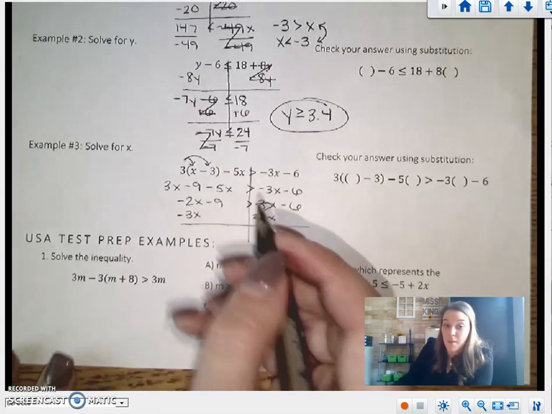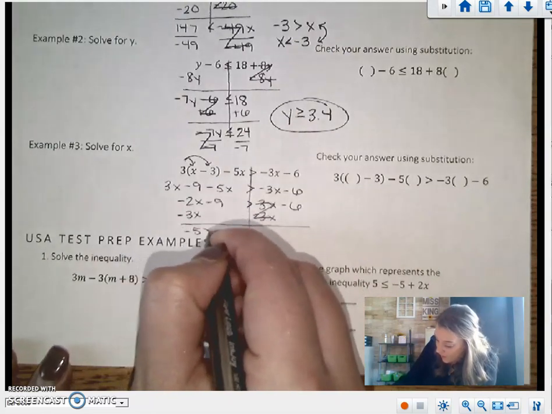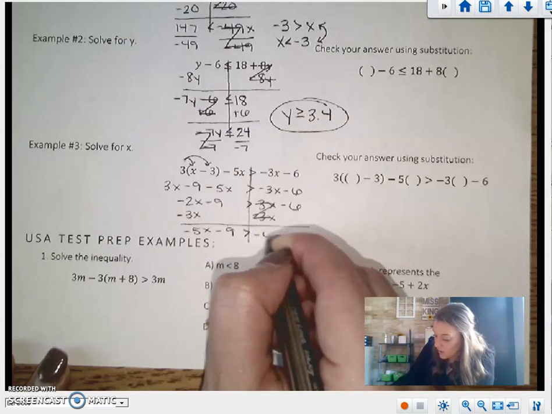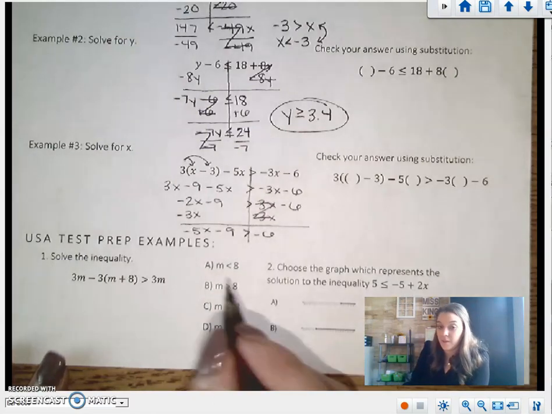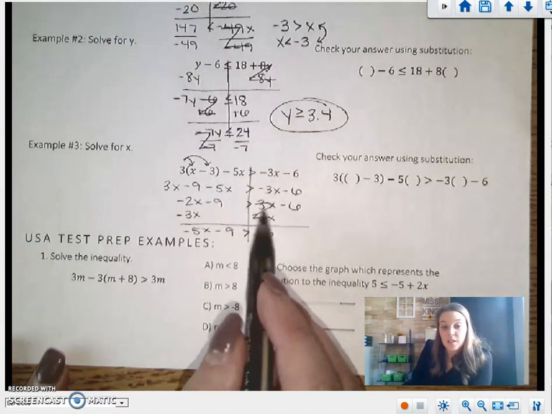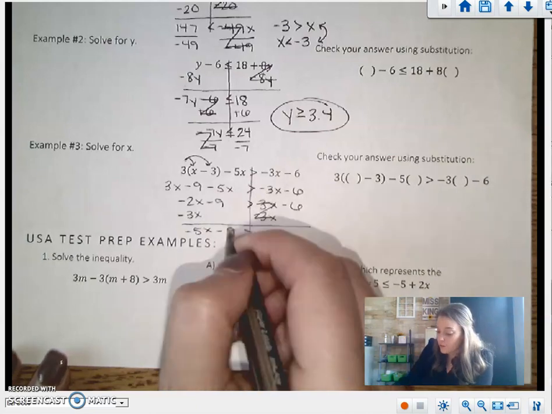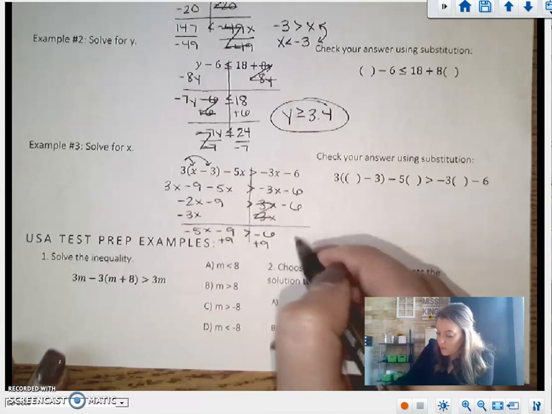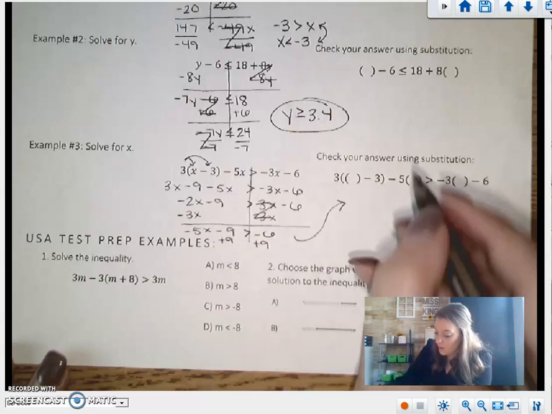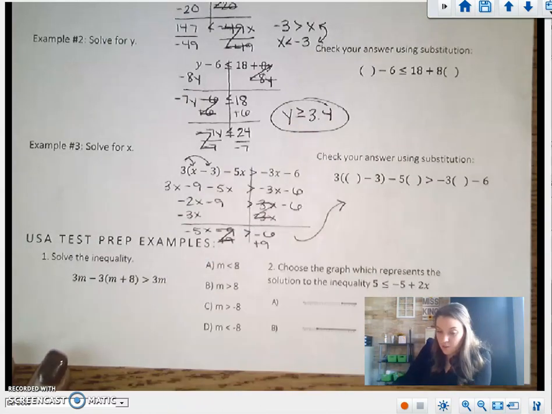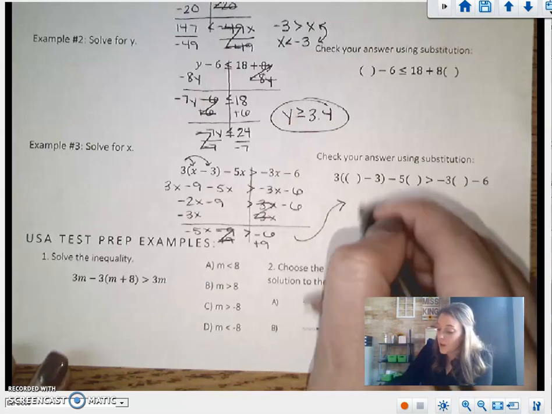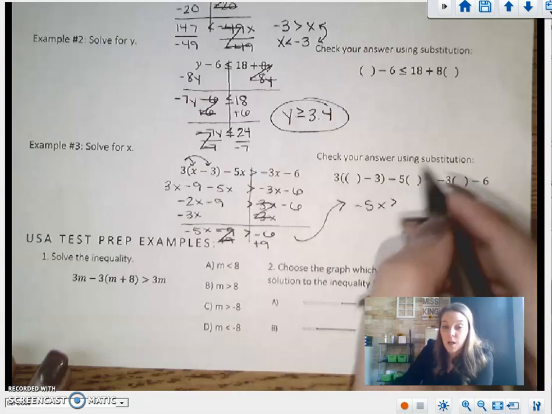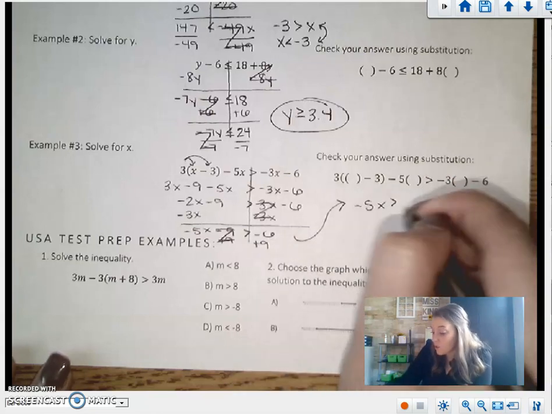Negative 2x minus 3x is negative 5x. Keep this minus 9 is greater than negative 6. I need to get this negative 9 onto this side. So to cancel out the negative 9, I'm going to add 9 to both sides. I'm going to move my work up here. So that zeroes out on the left. I'm left with negative 5x is greater than negative 6 plus 9, which is 3.